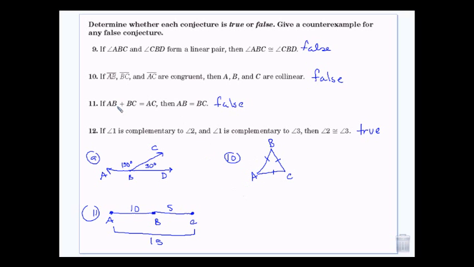If AB plus BC equals AC, then AB equals BC. No. AB can be 10, BC can be 5, and they'd equal 15, or any other numbers that you put in here. So I could pick any number. The only thing that would make these two congruent is if B was identified as a midpoint.